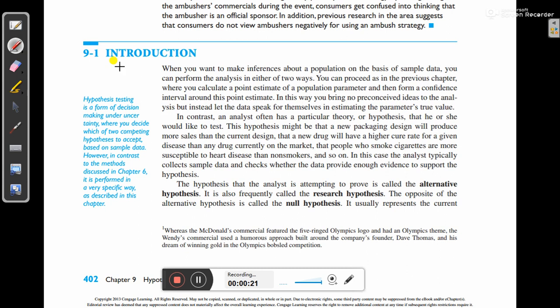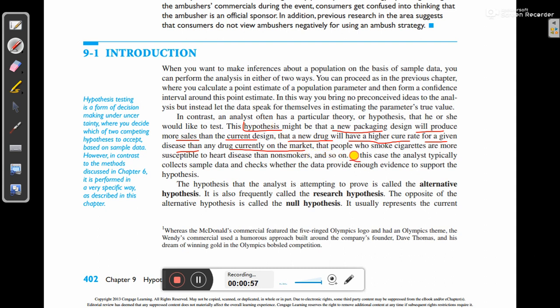Here you can see, suppose you claim that a new packaging design will produce more sales than the current design. And suppose another statement is that a new drug will have a higher cure rate for a given disease than any drug currently available on the market. So these are statements, but the point is that a hypothesis is basically a statement that you are going to prove.